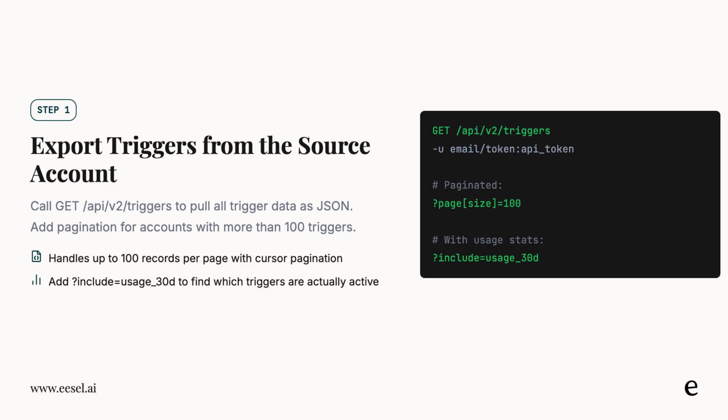Pull all triggers from your source account with GET /api/v2/triggers. The API returns up to 100 per page, so add cursor pagination for large accounts. Add the include=usage_30d parameter to see which triggers have actually fired recently. That tells you which ones are worth migrating.